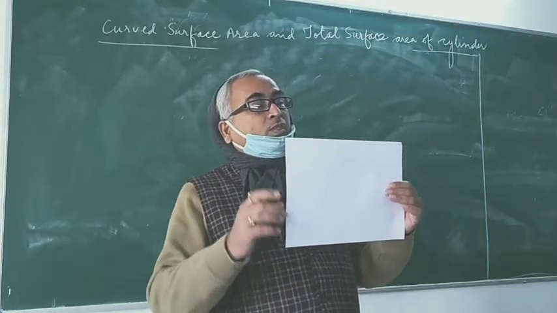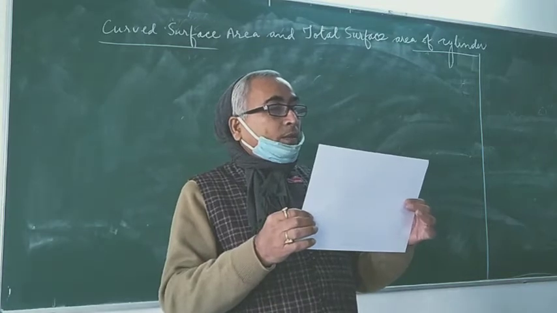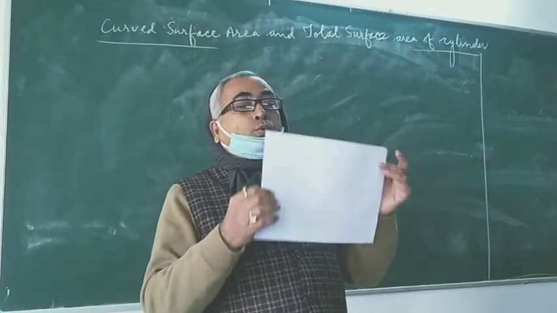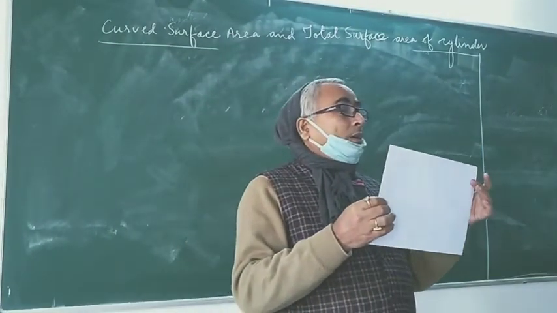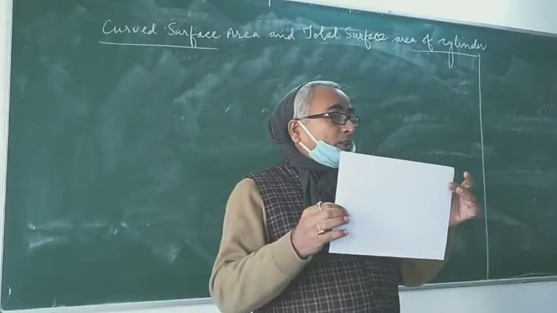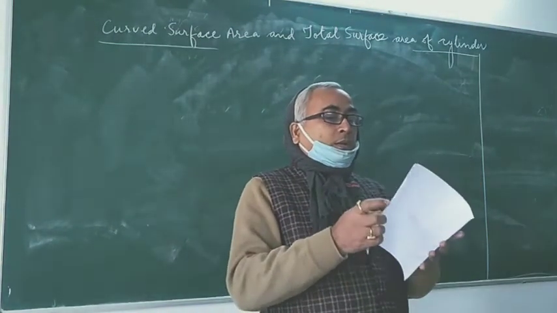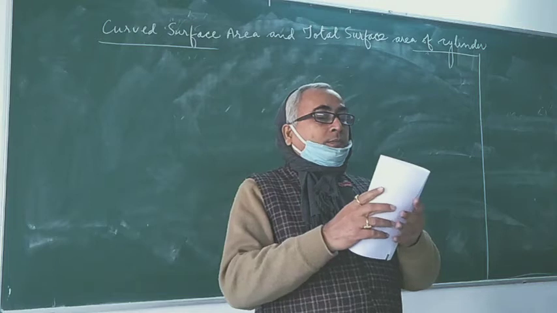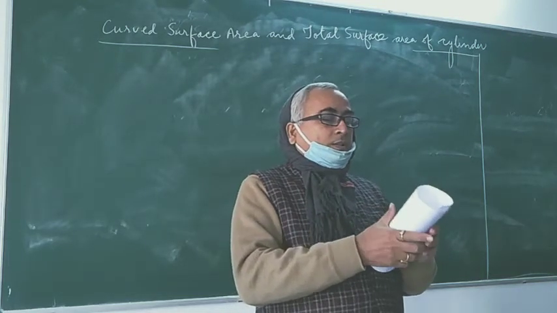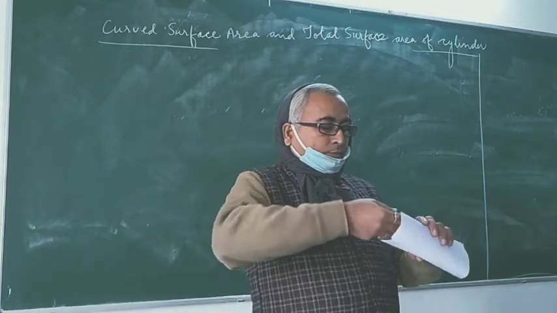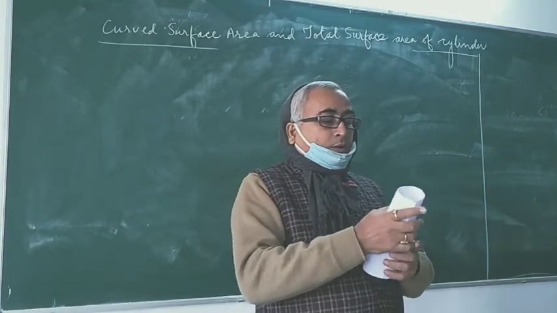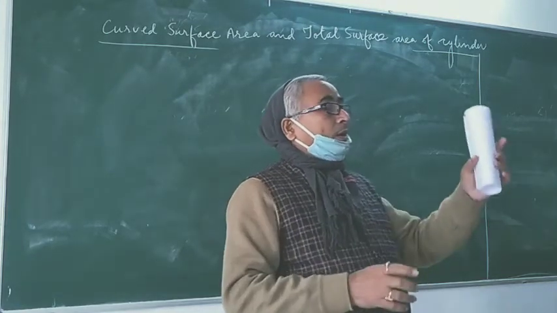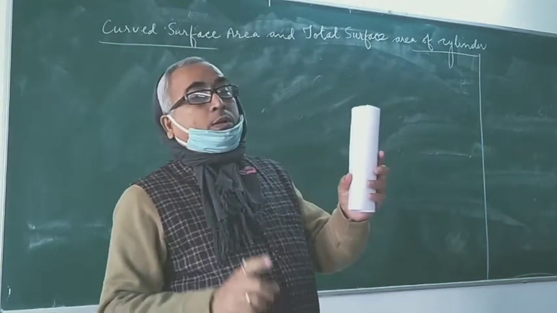Now see, with respect to this rectangular sheet, this one is L and this one is B. Now this sheet is going to be converted into a right circular cylinder. How? If we try to fold it like that, and the edges are combined here, it will come just like this shape. A cylinder, a type of right circular cylinder.